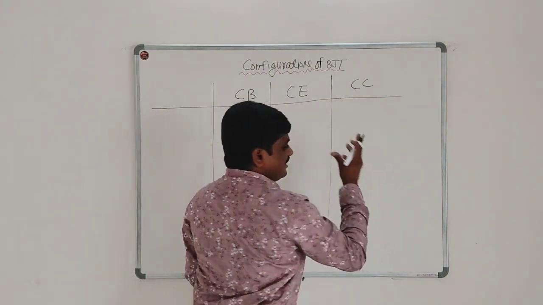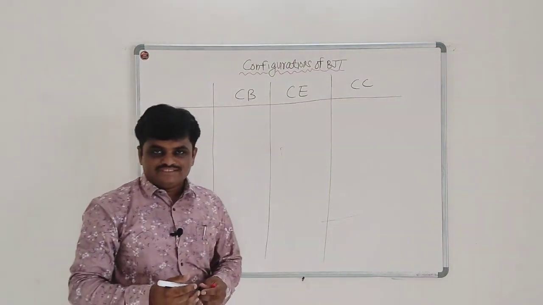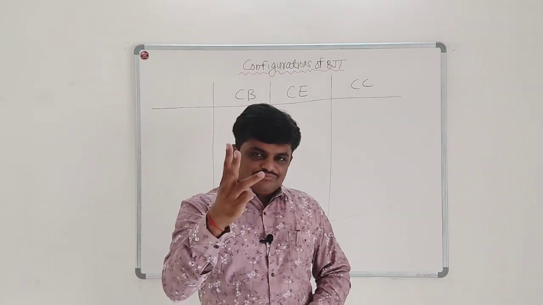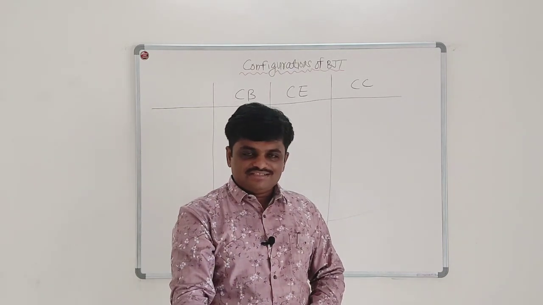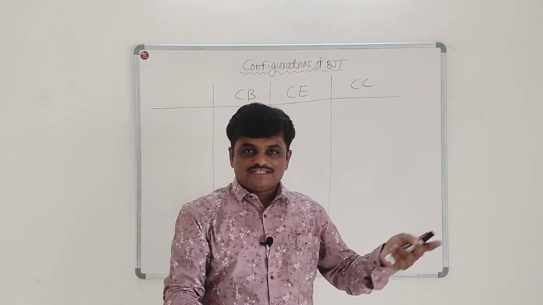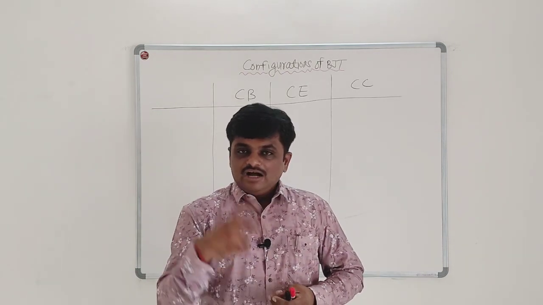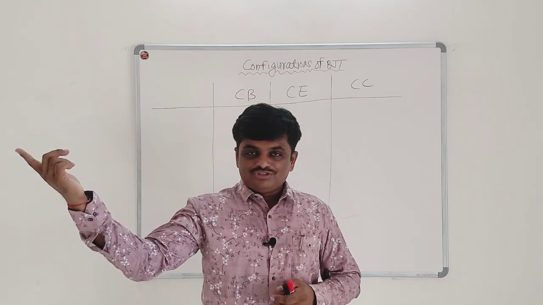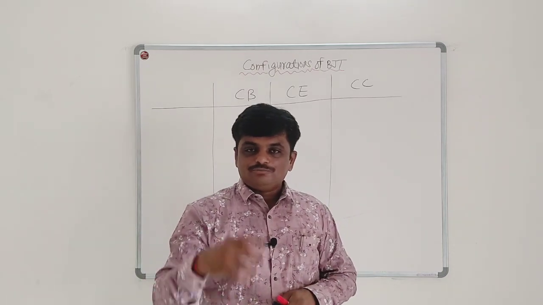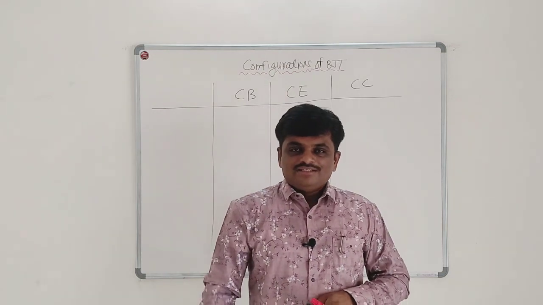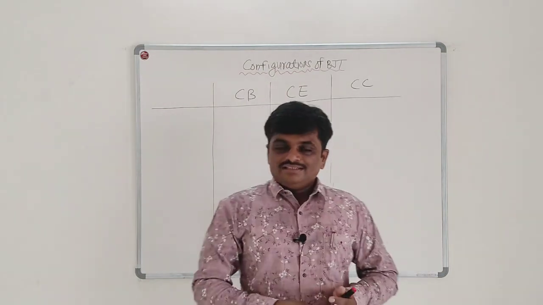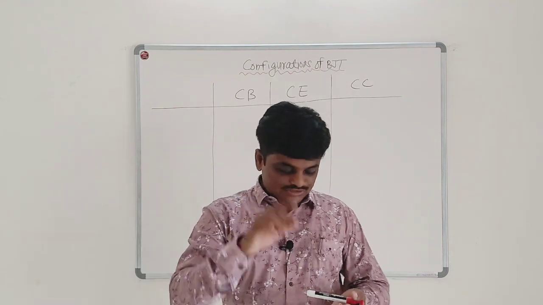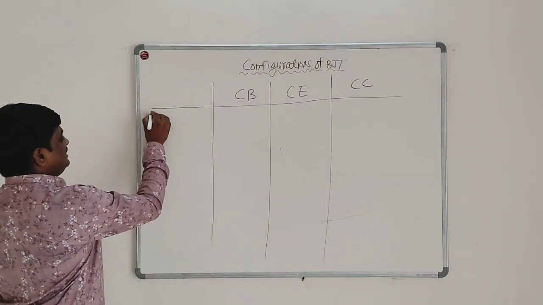Now let us see what is the difference between these three configurations. We know that out of the three terminals, one terminal will be taken as common between input side and output side, that is known as the common terminal. Out of the remaining two terminals, one terminal will be at the input side, that is the input terminal, and the second terminal will be at the output side, that is the output terminal. So let us see in each configuration which is the common terminal, which is the input terminal and which is the output terminal. So first point, the common terminal.